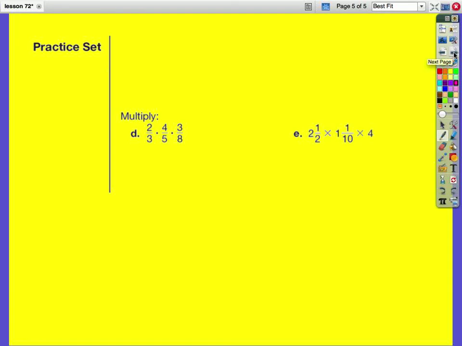For the practice set, all you need to do is 2 problems a day, just letter D and letter E. Reduce before you multiply, so you don't have such big numbers that you have to try to reduce later on. Go ahead and do those 2 problems. If you have any questions, make sure you bring them to class.